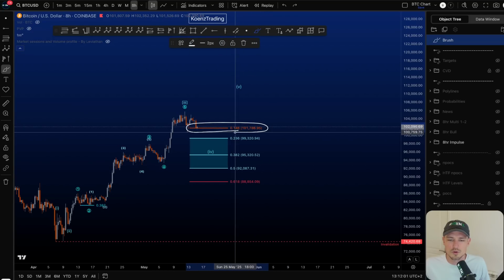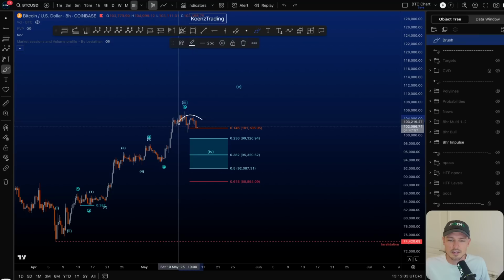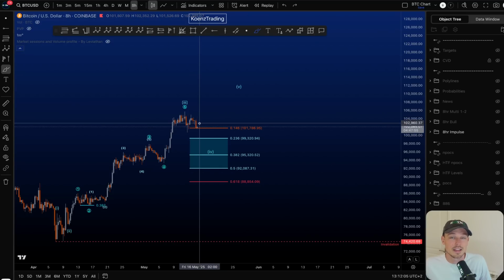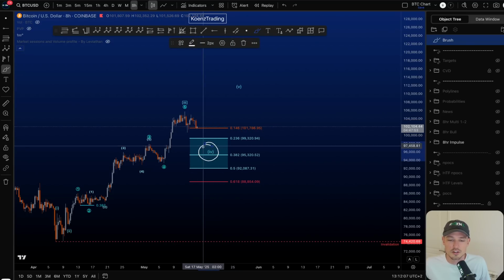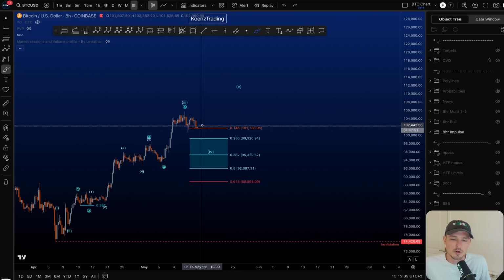for wave 4 is the 1.46 at 101.8k, which has been touched, but that is a very rare retracement target for a wave 4. At the moment though, it is the only fib level that is touched, hence the reason it is on my chart.